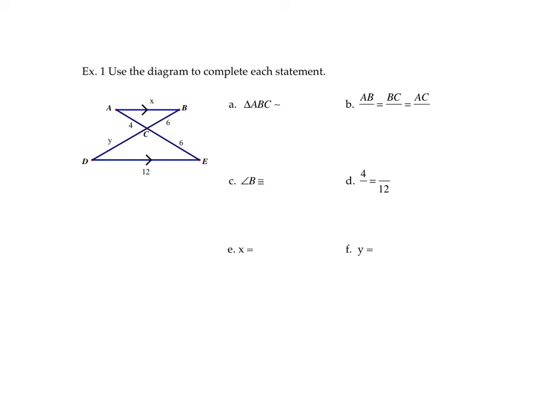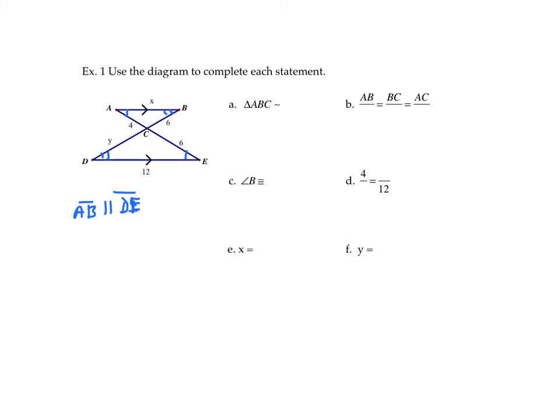We're told that AB is parallel to DE. So that means that we have parallel lines being cut by a transversal. We should know what that gives us. That's going to give us a pair of alternate interior angles that are congruent here, and another pair of alternate interior angles that are congruent here. Because if two parallel lines are cut by a transversal, then alternate interior angles are congruent.